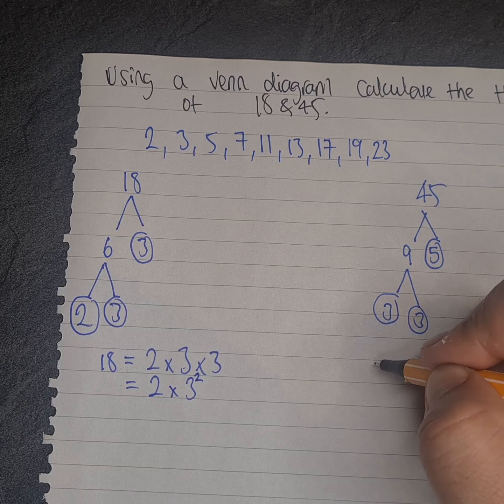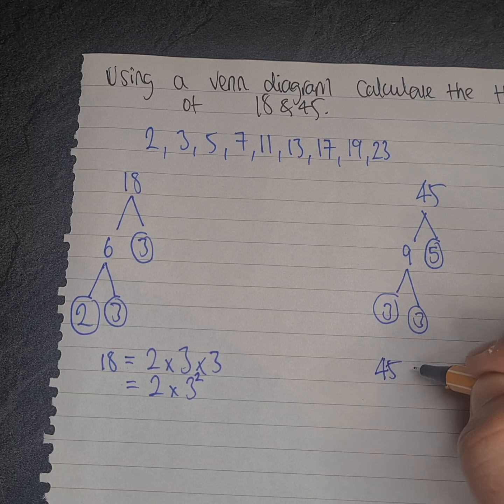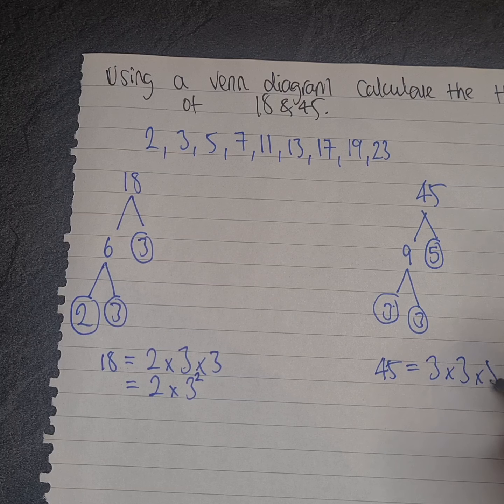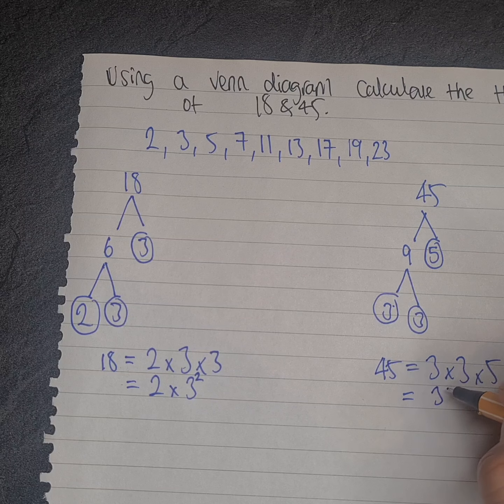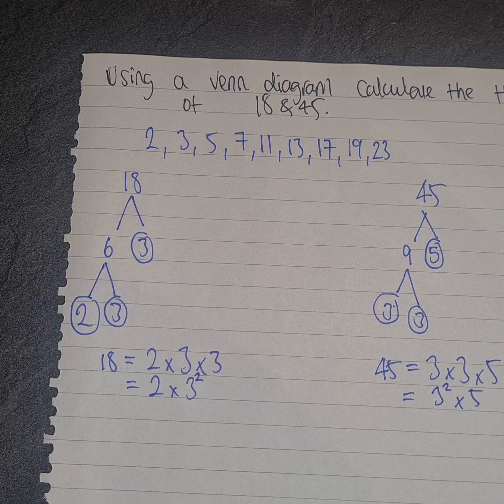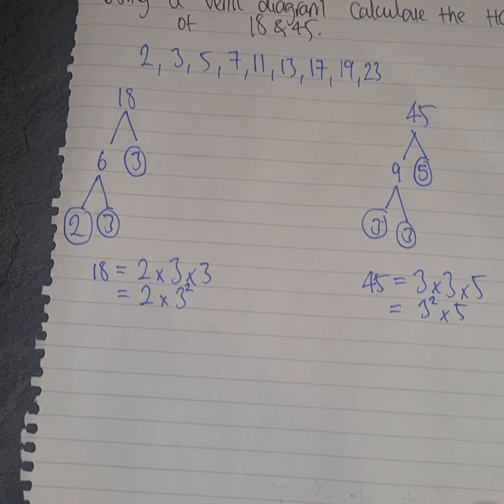Done. Right, next one, 45. So 45 equals, well, 3, 3, 5. So 3 times 3 times 5. And again, this can be written as 3 squared times 5. Okay, I'm going to move the page down.